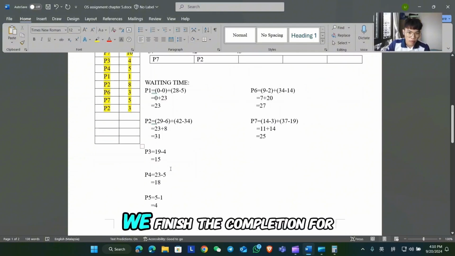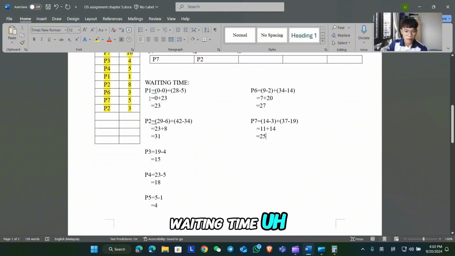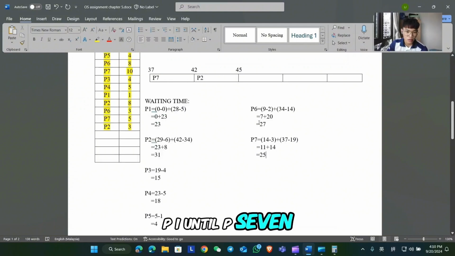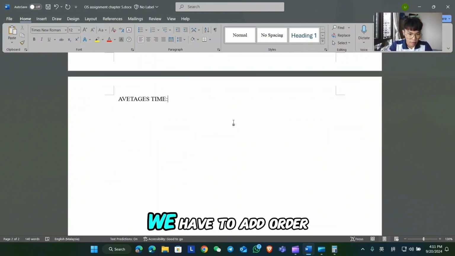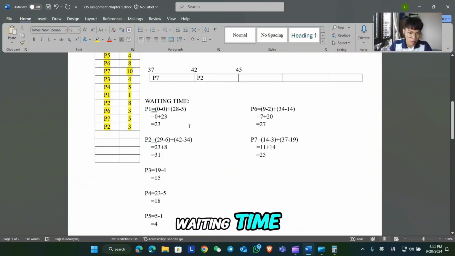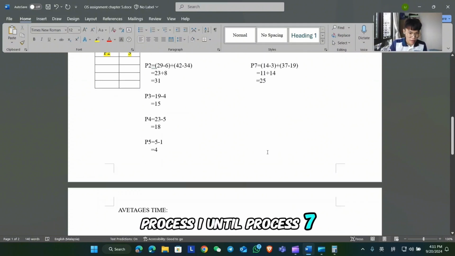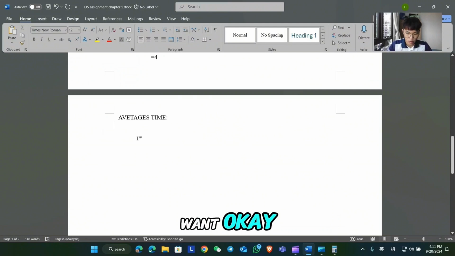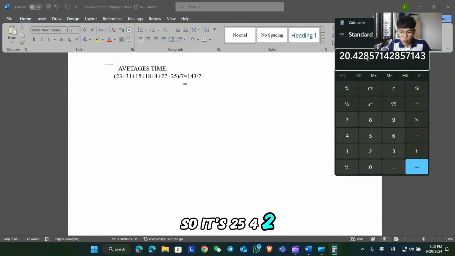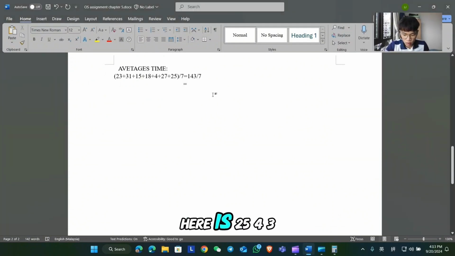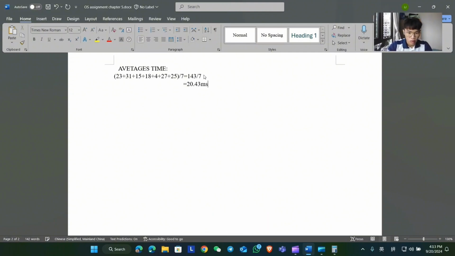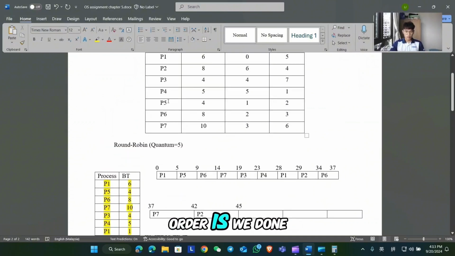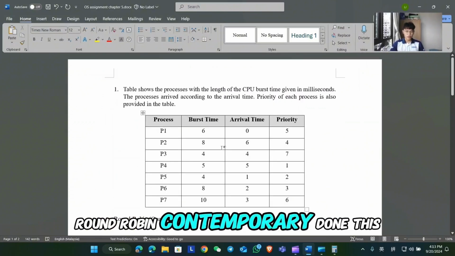So right here, we finished the calculation of the waiting time for P1 until P7. For the average time, we have to add all the waiting times of process 1 until process 7 and divide by how many processes you have. So it's 20.428, and we can write here 20.43 ms. So right here, we have done the round robin with quantum 5 already.